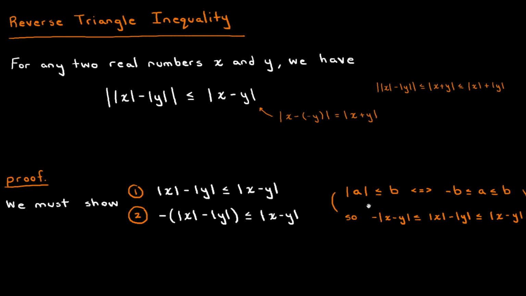We can also use one of the properties of absolute value that says that the absolute value of a is less than or equal to b if and only if a is between negative b and b, right?